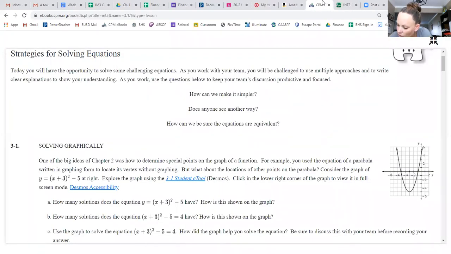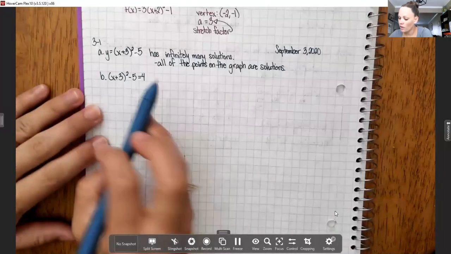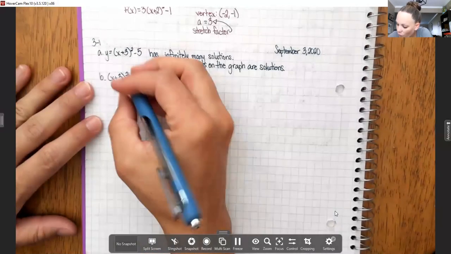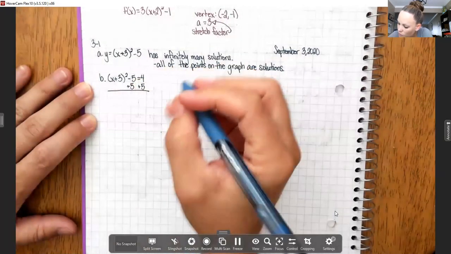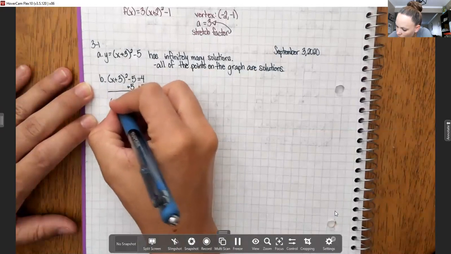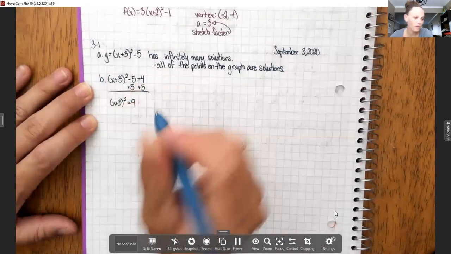So B wants to know about the equation x plus 3 squared minus 5 equals 4. So we need to figure out how many solutions this has. This only has x, not y in it. So we need to solve this. So if we're solving this here, we can add 5 to both sides. So x plus 3 squared equals 9.